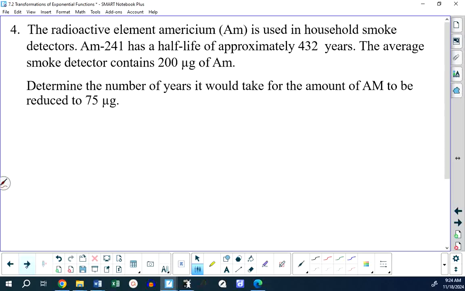The radioactive element has a half-life of 432 years. Who remembers what that means?